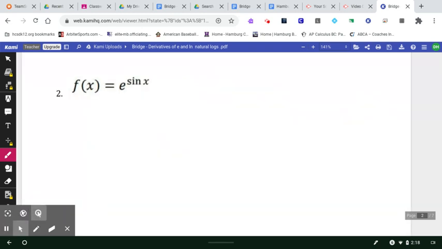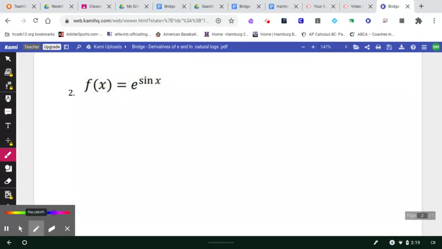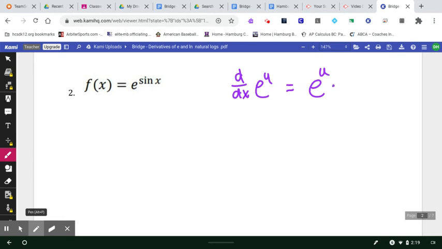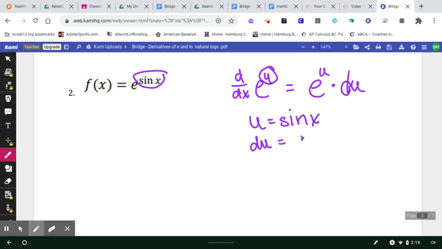Example 2. It's more than just e to the x, so we're applying the chain rule. So again, I'm going to say the derivative, and you don't have to write it every time, but I will for the time being. The derivative of e to the u is e to the u, leave it alone, times du, the derivative of the exponent. So I guess I'm just going to ask myself, who is the exponent? Who's in the u spot? That's sine of x. Therefore, its derivative, the derivative of sine is cosine of x.